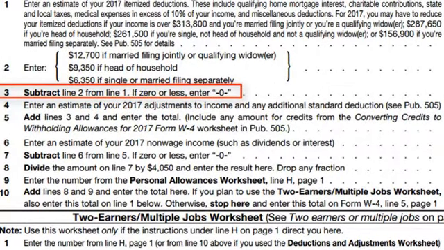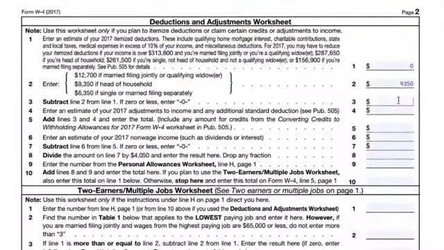If 0 or less, enter 0. Since line 1 is 0, if you subtract 9,350, you will get a negative number, negative 9,350. Since this is less than 0, Susan will enter 0.